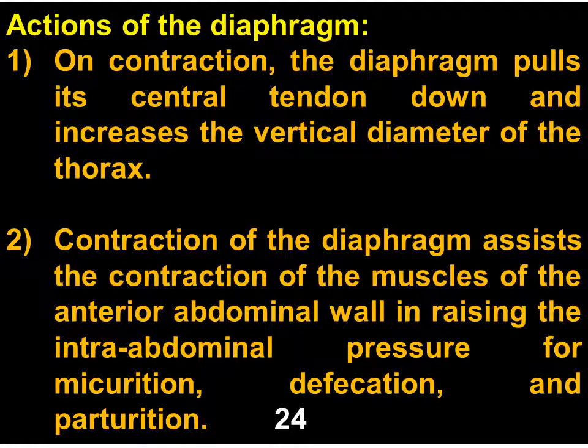Now contraction of diaphragm يساعد contraction of the muscle of the anterior abdominal wall حتى شي يسوي يزيد الضغط. لما نتقلص الدايفرام وتتقلص الانتيريور abdominal wall، البريشر بالانترا abdomen راح يزيد، داخل هذا راح يساعدنا بالمبكوريشن التبول، التغوط defecation وبالبارتيتيوشن أو ليبر.